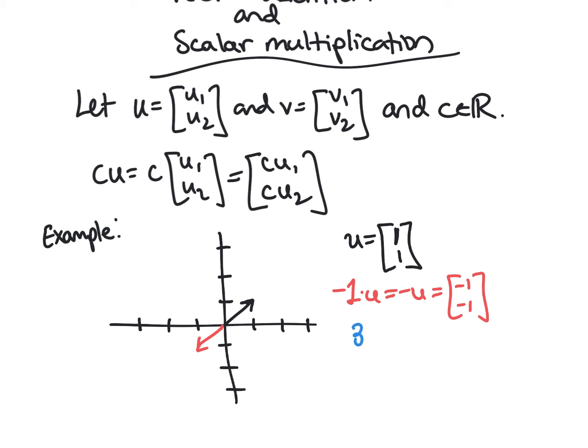Now, what happens if I change the number out front, not just the sign? So what about like 3U? Well, then that's going to go to 3, 3, which is out here. And that's just going to go through 1, 1 and extend it, right? So I basically just scaled that up. I increased my magnitude, but I kept the same direction. And you can imagine, if I had chosen something less than 1, like 1/2 U, then that guy's just going to go to 1/2, 1/2, and I will shrink my magnitude, but again, keep the same direction.